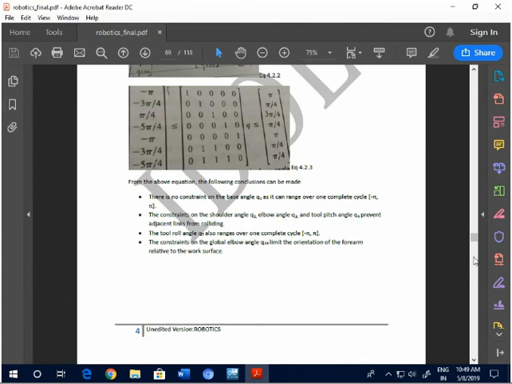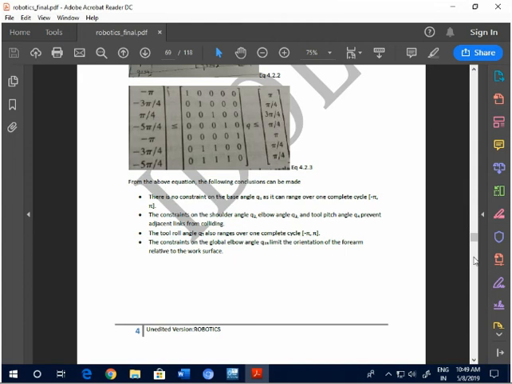Now, there is no constraint which has to complete a cycle. Q5, that is the angle of the gripper, ranges over one complete cycle, that is minus pi to pi. The constraints on the global angle, that is the limit of orientation, is based on the orientation of the forearm, and it is related to the work surface.